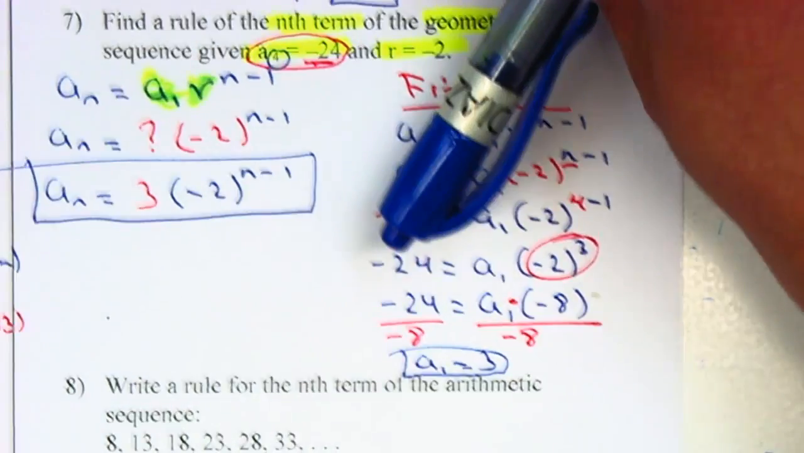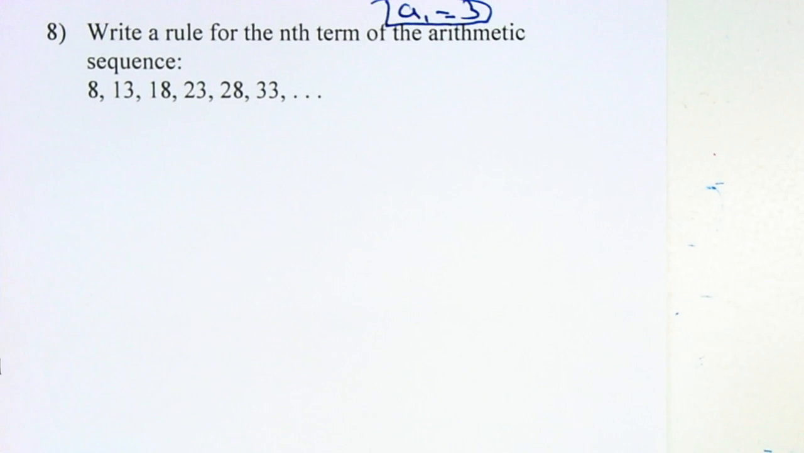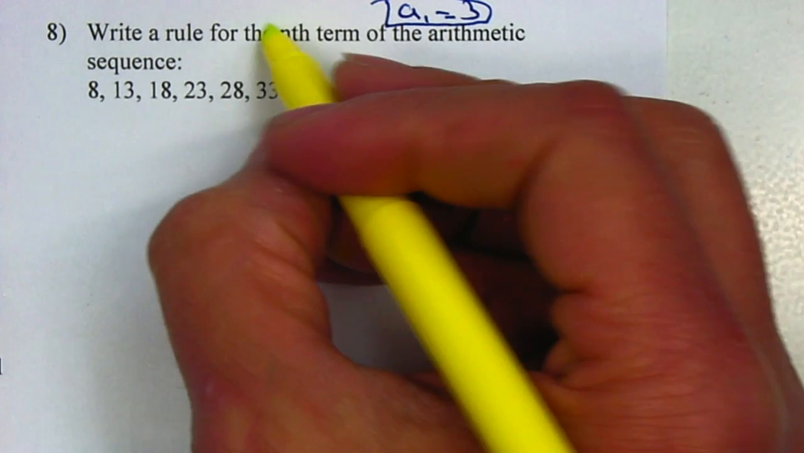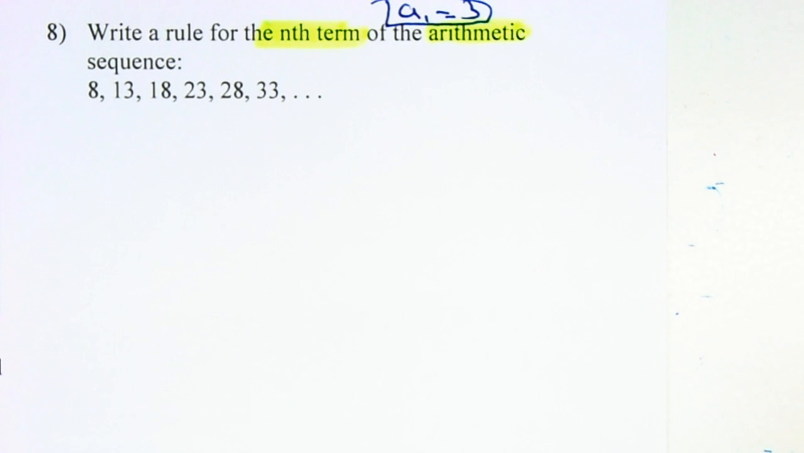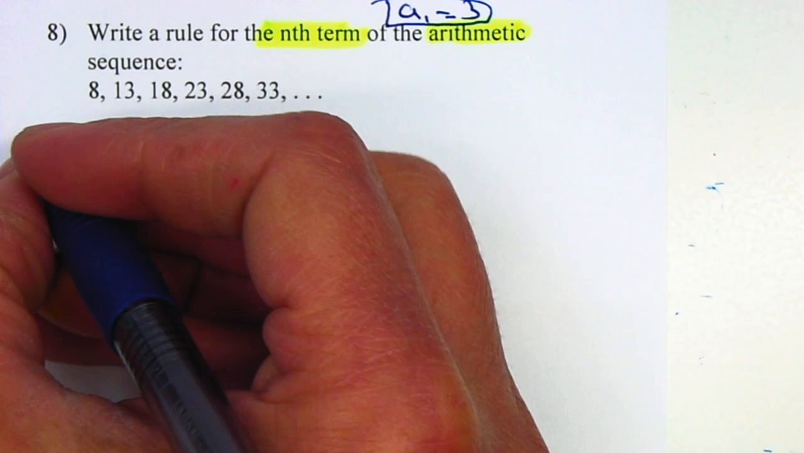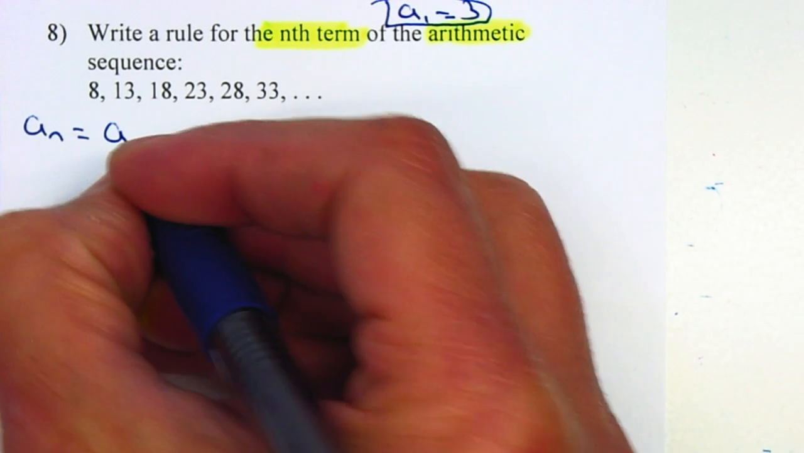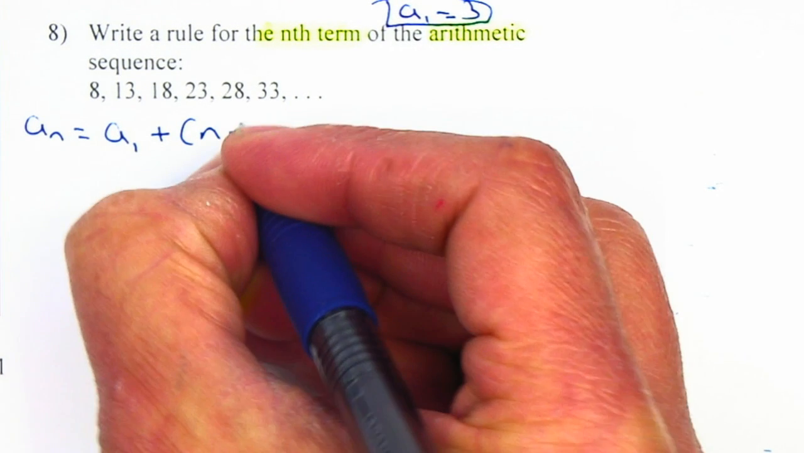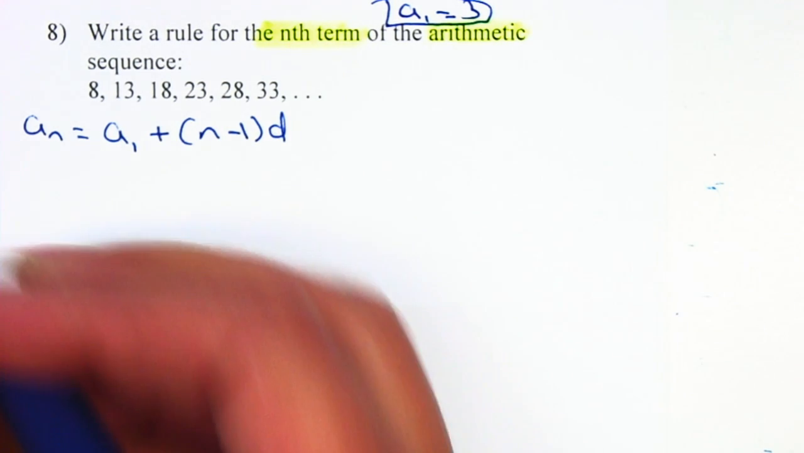Problem number 8. Find the rule for the nth term. So we're looking for the equation of an arithmetic sequence. Okay, so the a sub n, you have it memorized. A sub n is equal to, the one with the difference, a sub 1 plus n minus 1 multiplied by the difference. So let's go and plug in the information that they give us.